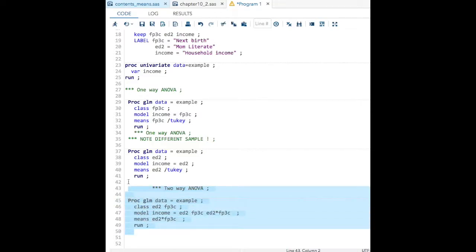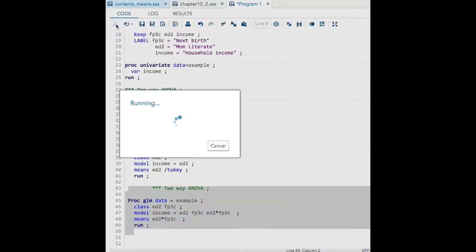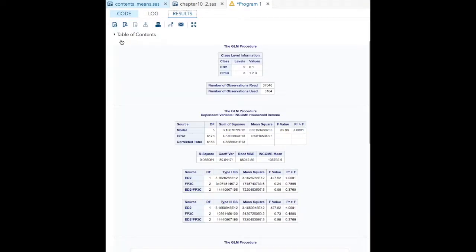So I'm going to run this. And here you see I've got 2 groups of literacy, yes or no, 3 groups of family planning: less than 2 years, 2 years or more, let God decide. There are only 6,184 observations used because we didn't ask the family planning question of everybody.